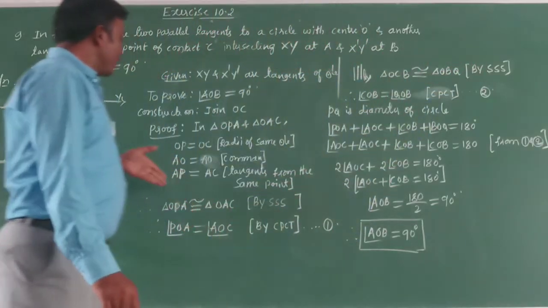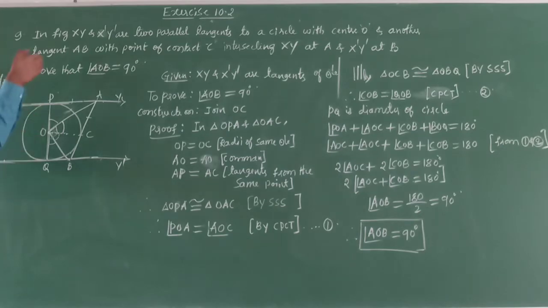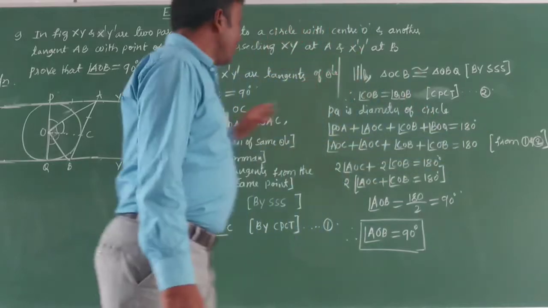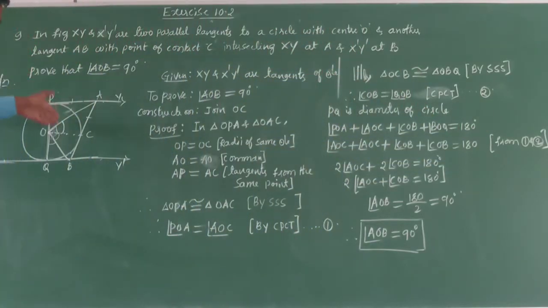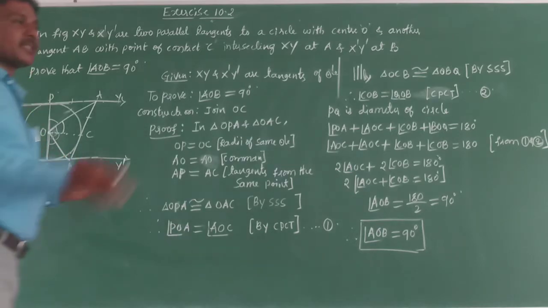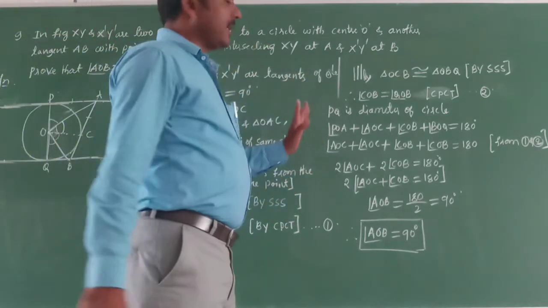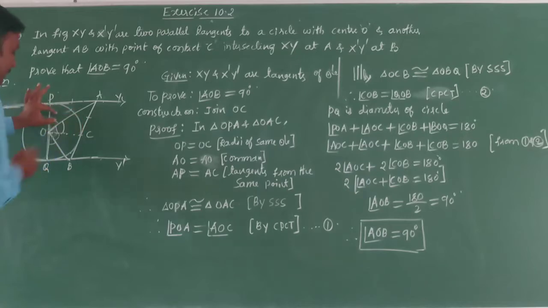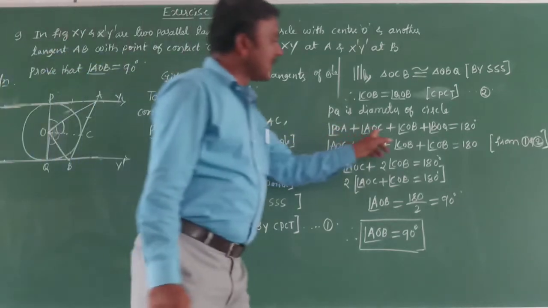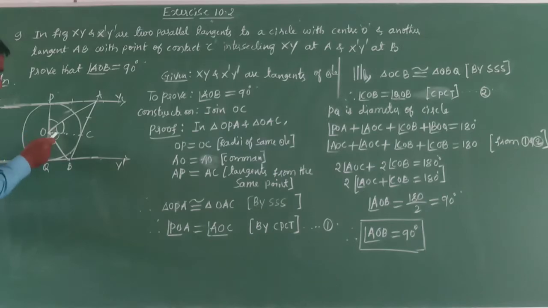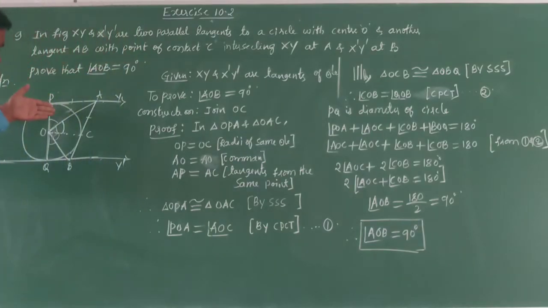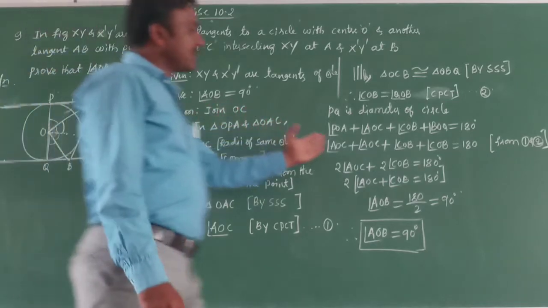Now we know that PQ is a diameter of the circle with this center. If it is a diameter, you have to add all those angles. If it is a straight line, it gives us 180 degrees, a straight angle. So angle POA plus angle AOC plus angle COB plus angle BOQ is equal to 180 degrees. The sum of these four angles gives us 180 degrees here.